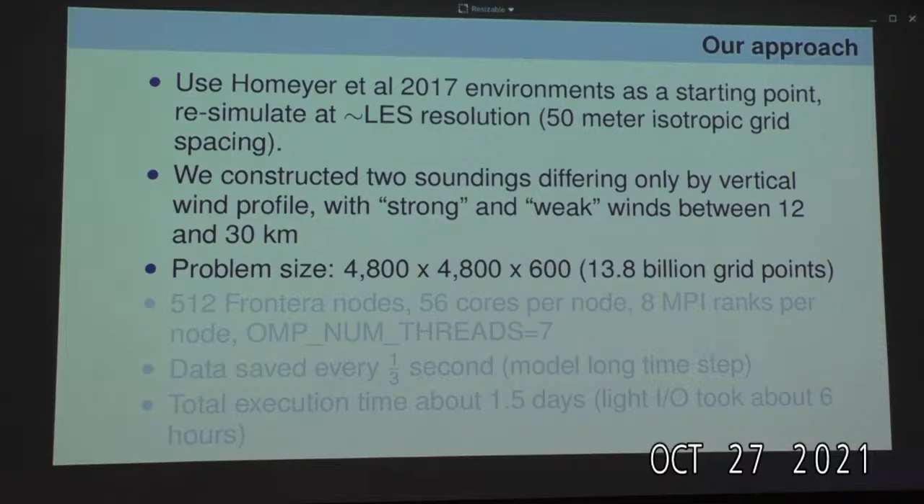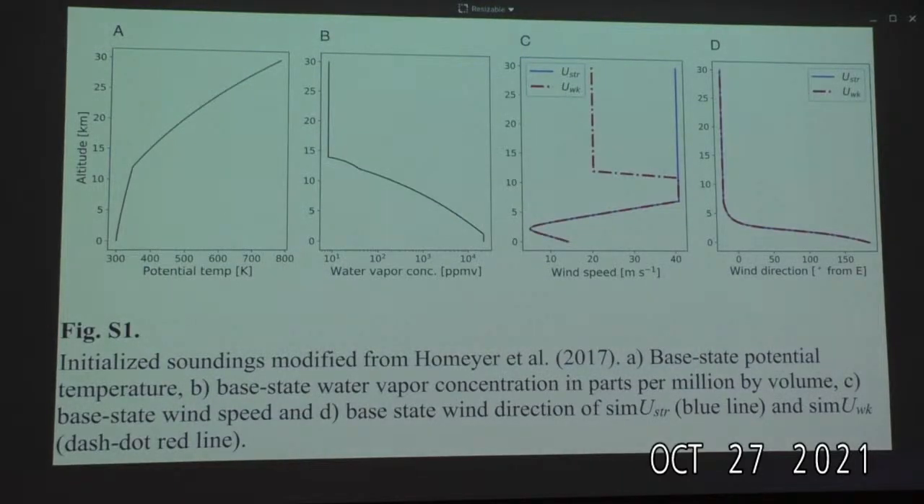And 50-meter isotropic grid spacing. So we have a cubic mesh, no stretching, everywhere. Two soundings, strong and weak, 4,800 by 4,800 by 600 grid points, that's 13.8 billion. If you're wondering what the biggest run I've ever done is, it's about 250 billion. This is a little challenging, but actually not as impossible as you might think.